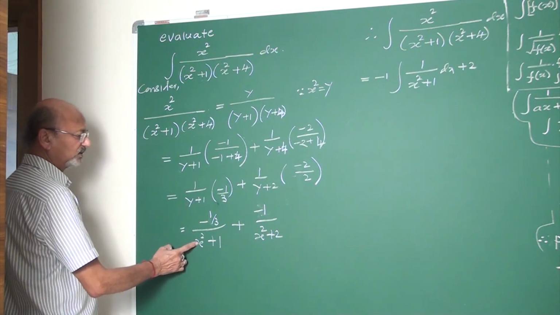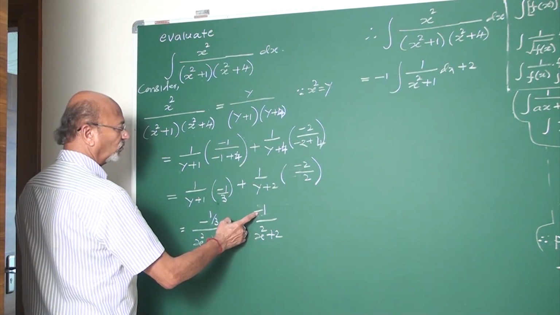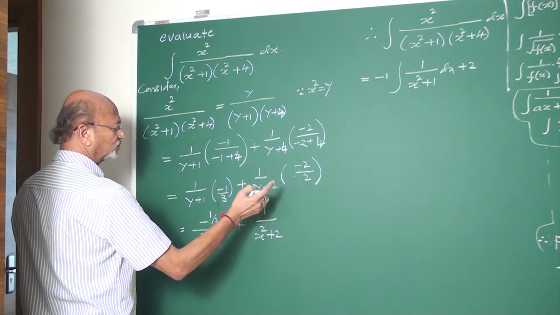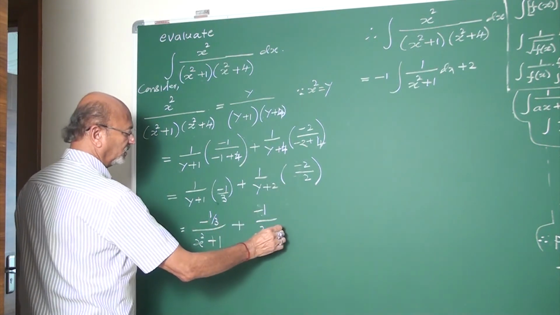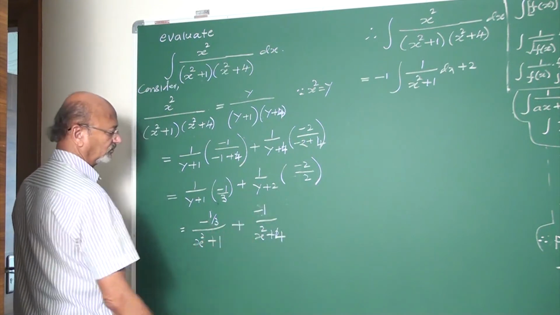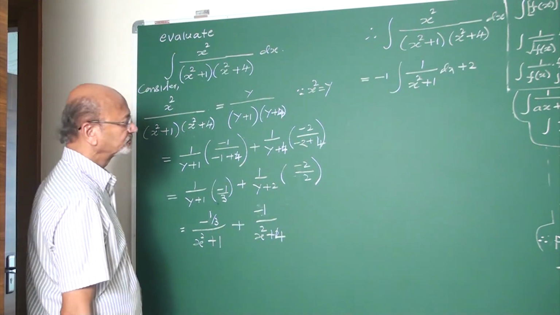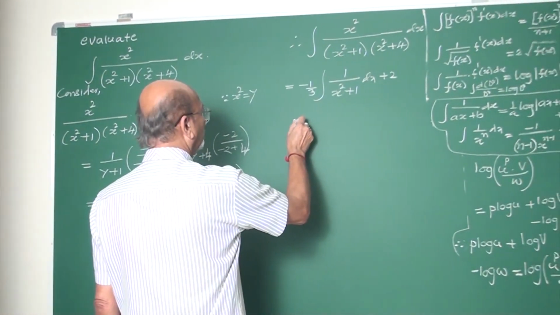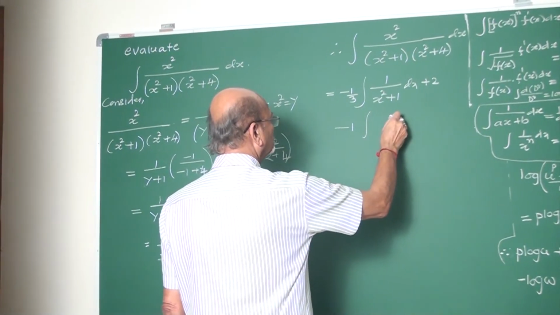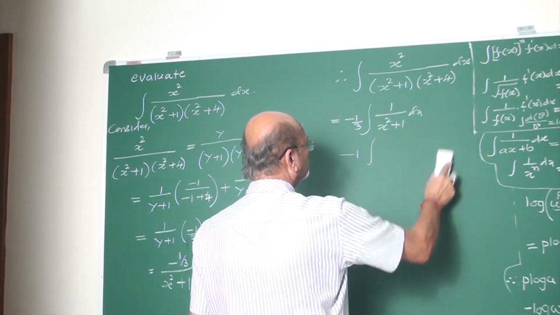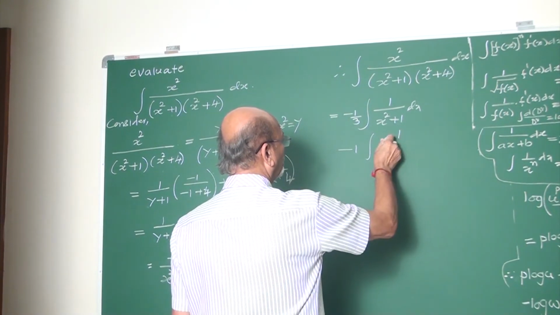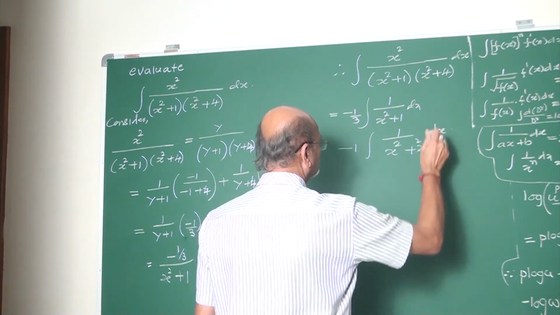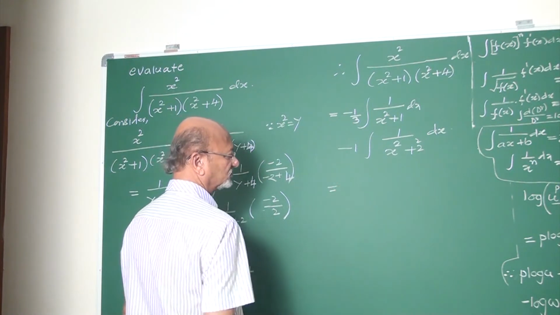What is it? x square plus 1. It is minus 1. Is it correct? Minus 2 upon plus 2 is minus 1. Minus 1 upon x squared plus 4. It is also minus 1 by 3 first, minus 1 integral, 1 upon x squared plus 2 square dx. Yes. Which formula, my friends?